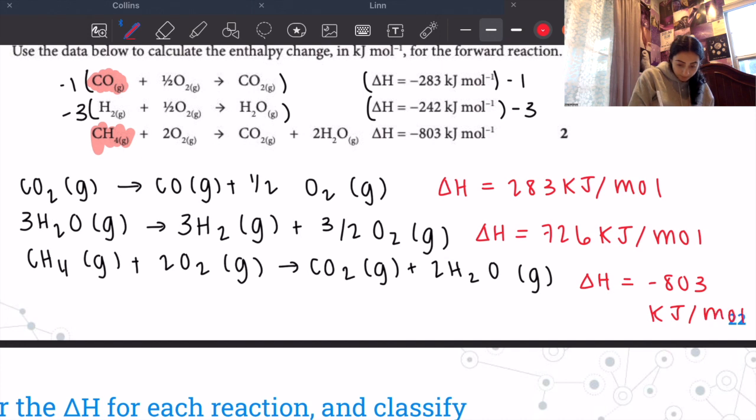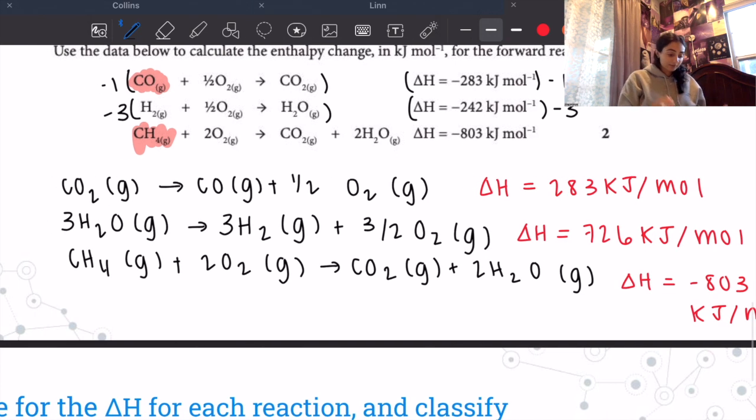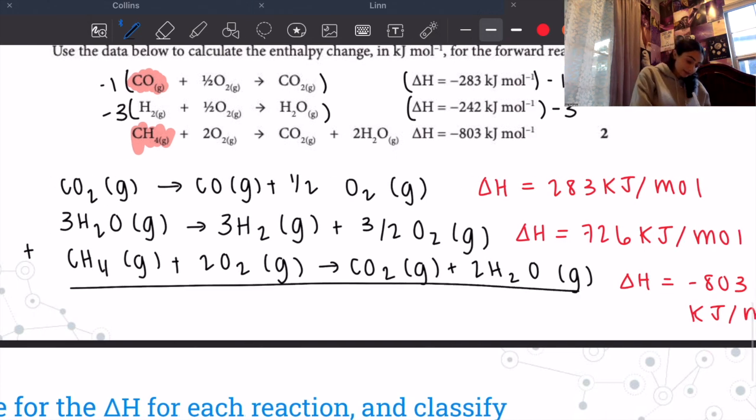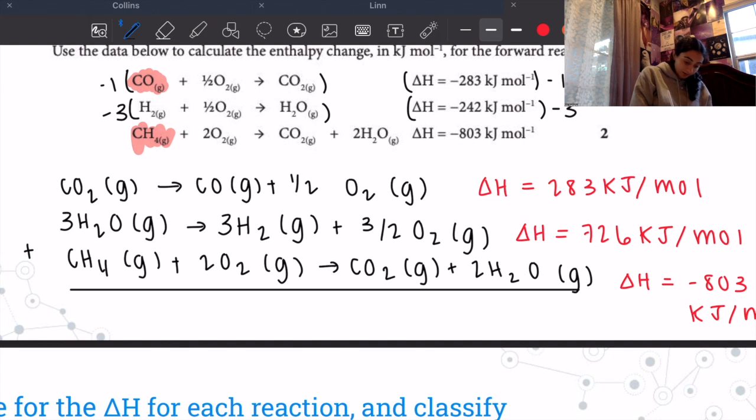Now we want to simplify this giant set of reactions, all the steps, add them together, and see if we get our overall reaction. So I'm just going to go through and cancel out what I can cancel. Our CO2s are going to cancel out. So we have 4 halves O2 on the right side, 2 moles of O2 on the left side. So that is also going to cancel out.